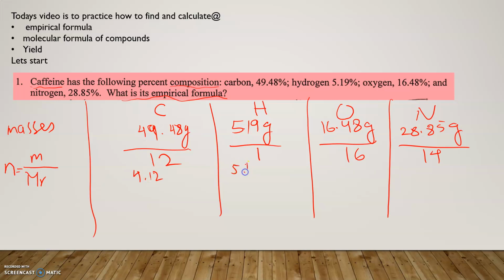Now here it's 5.19 moles. And here 16.48 divided by 16, it's almost 1. Yeah, 1.03 moles. And 28.85 divided by 14 is 2.06 moles. The next step, you have to divide by the smallest number of moles. This is the smallest number of moles here, so all of them will be divided by 1.03.